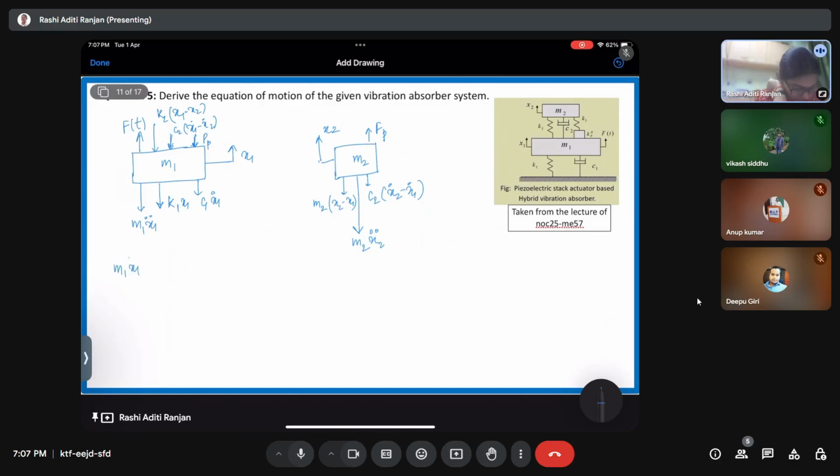M1 X1 double dot plus K1 X1, C1 X1 dot plus K2 (X1 minus X2) plus C2 (X1 dot minus X2 dot) plus force due to the piezoelectric stack. This will be equal to what? F of t. This is my first equation.